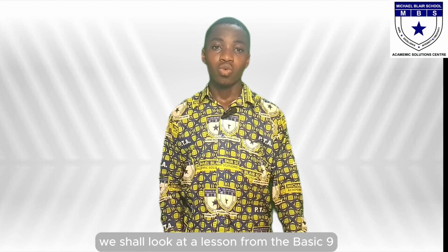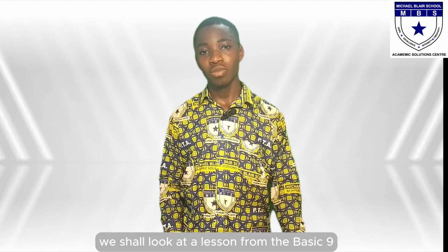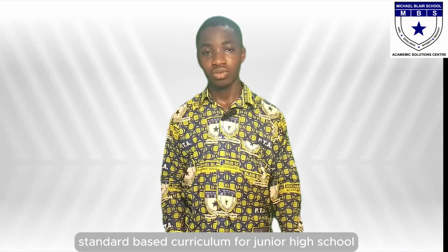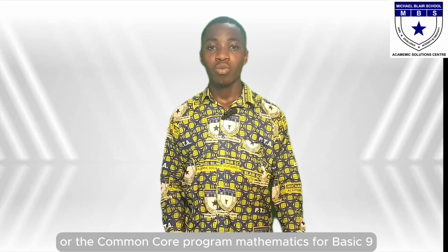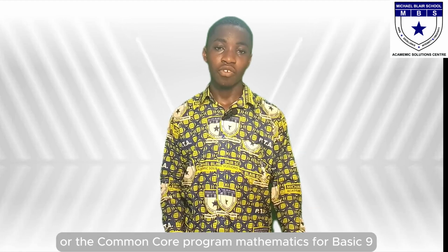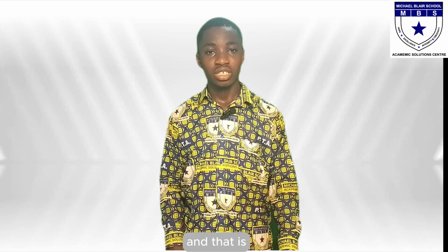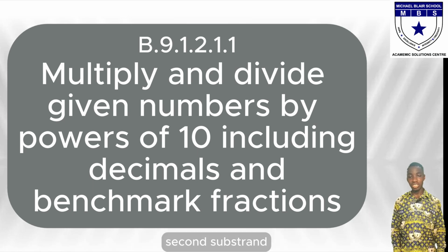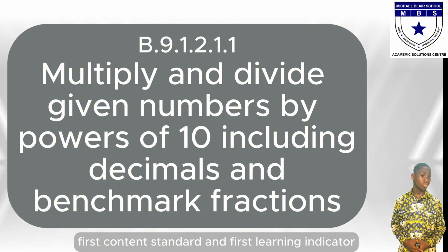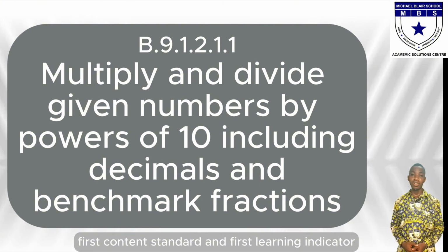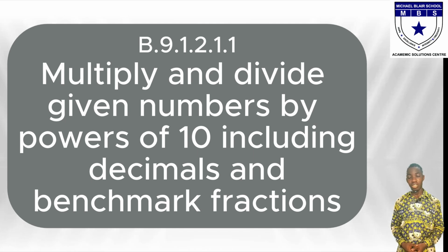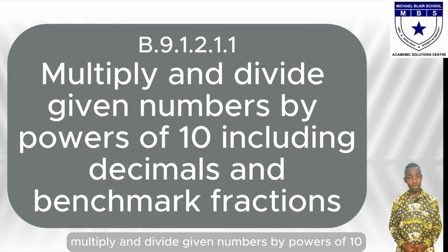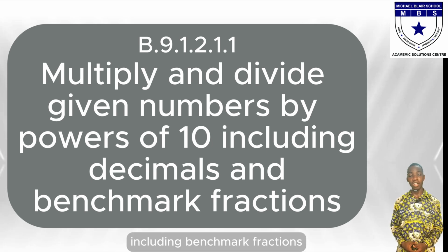Today, we shall look at a lesson from the Basic 9 Standard-Based Curriculum for Junior High School, or the Common Core Program Mathematics for Basic 9. That is the first strand in Basic 9 Mathematics, second substrand, first content standard, and first learning indicator. That is multiply and divide given numbers by powers of 10, including benchmark fractions.